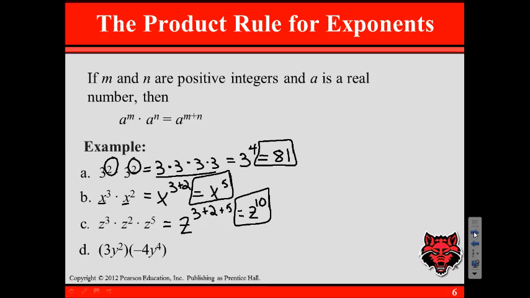Example, 3y squared times negative 4y to the 4th. We can rearrange our terms so that we put our constants next to one another and our variables next to one another. 3 times negative 4 times y squared times y to the 4th. We multiply 3 times negative 4, which becomes negative 12. Using our product rule, y squared times y to the 4th is y to the 6th.